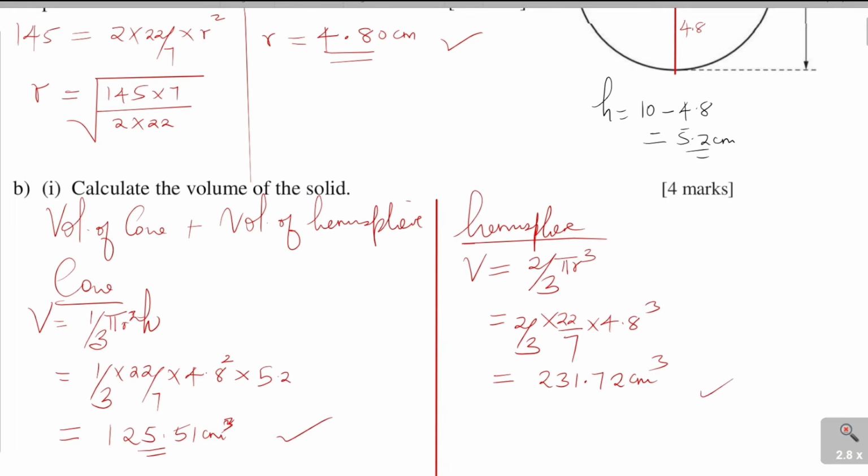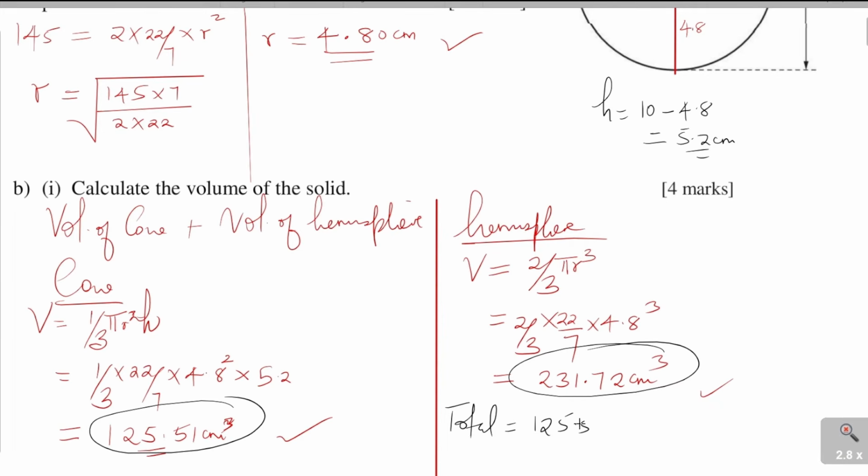So now you have the volume of the cone and the volume of the hemisphere. So the total volume will be 125.51 centimeters cubed plus 231.72 centimeters cubed. So you add these, 125.51 plus 231.72. That gives 357.23 centimeters cubed. That is the volume of the solid.